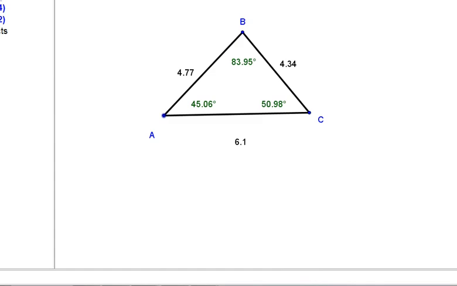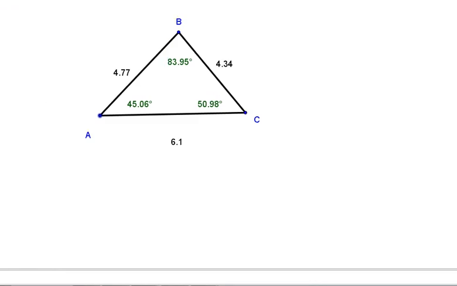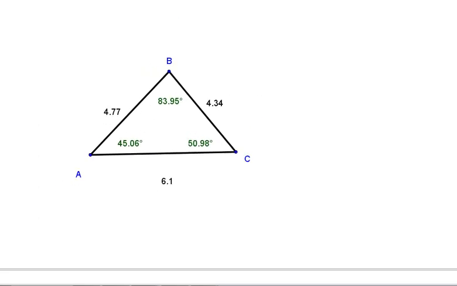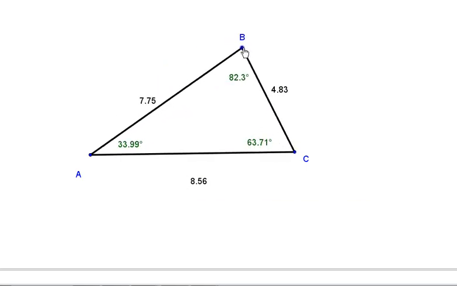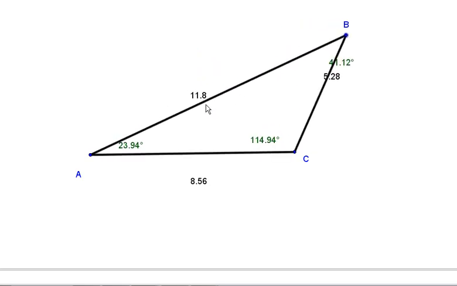Here we go. What we see is that if we have a triangle, then the longest side, so in this case 6.1, will be opposite the largest angle. And that's always the case. So let's go ahead, we see a largest side, largest angle. But if we make this side larger, then now angle C becomes the largest angle.